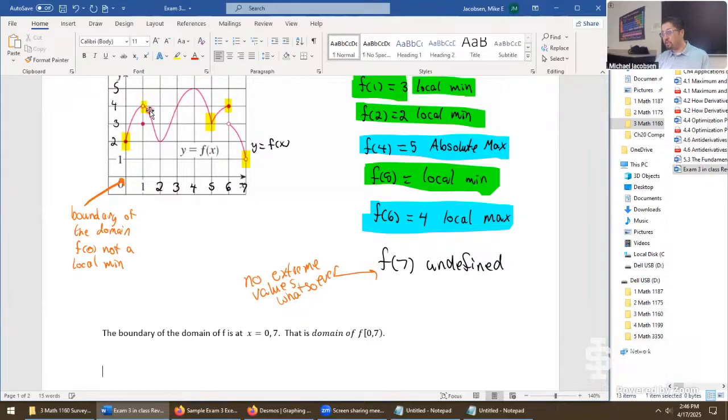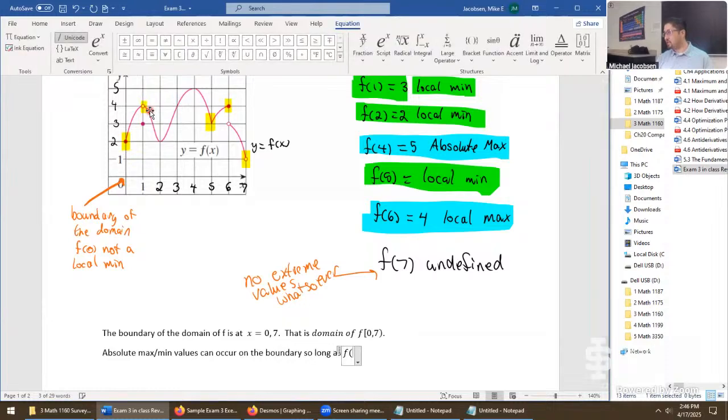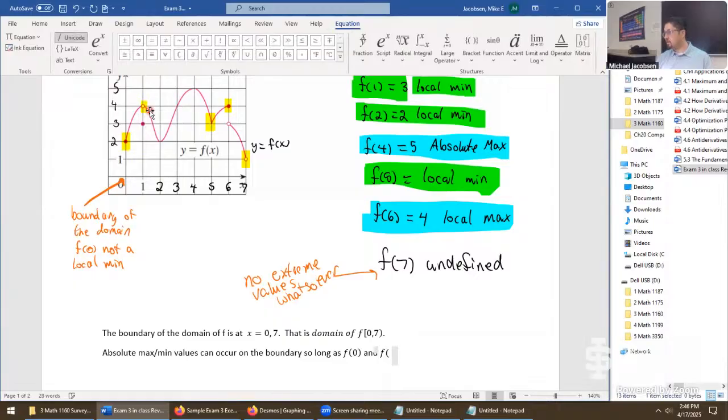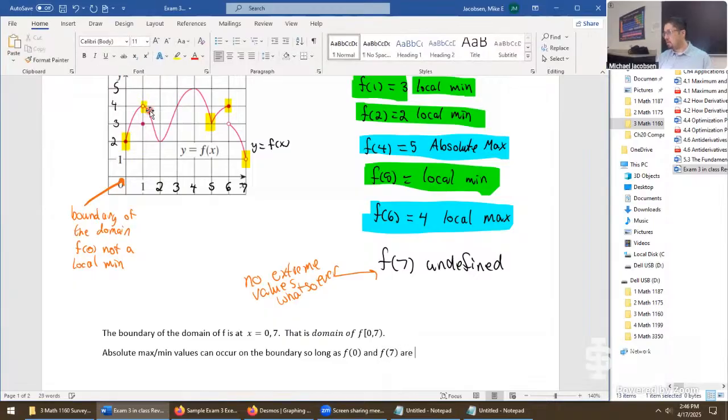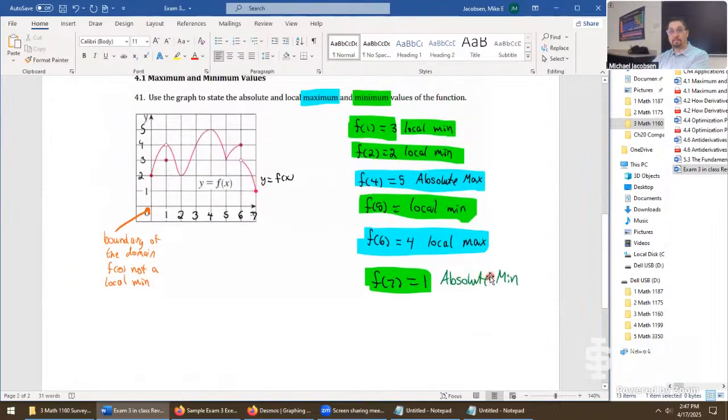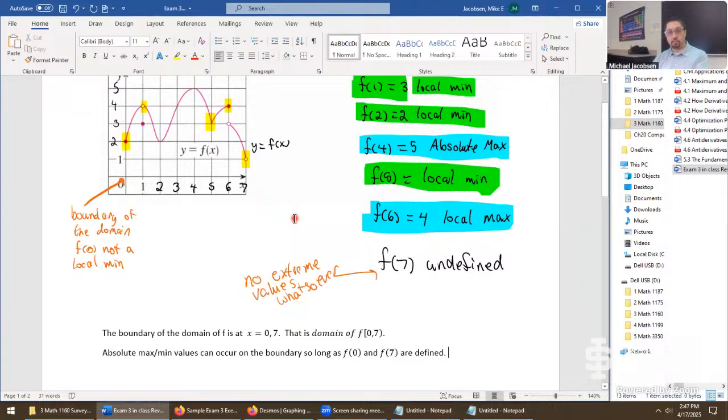And now the really tricky part about all this is we get to say absolute max, min values can occur on the boundary so long as f of 0, one boundary value, and f of 7 are defined. And notice we said can occur. It doesn't mean it will occur. It didn't happen on this one. But if we filled in this dot, like on version 2, it led to an absolute minimum. So absolute maxes, absolute minimums can occur on the boundary. It's just not a guarantee that they will occur.